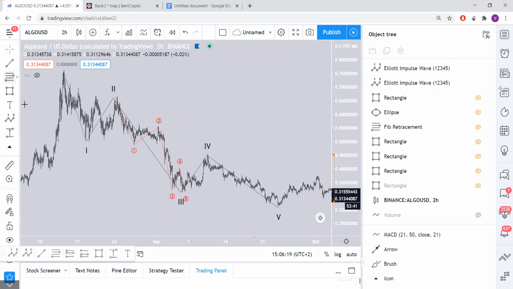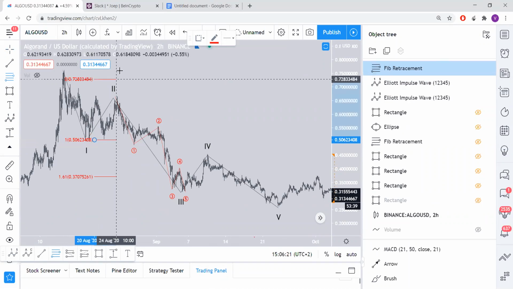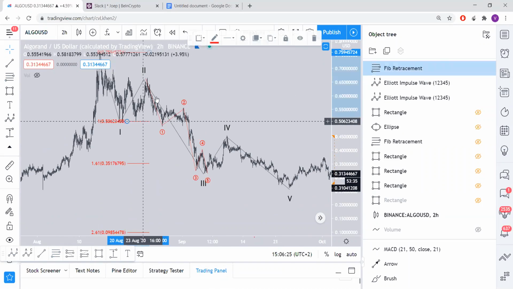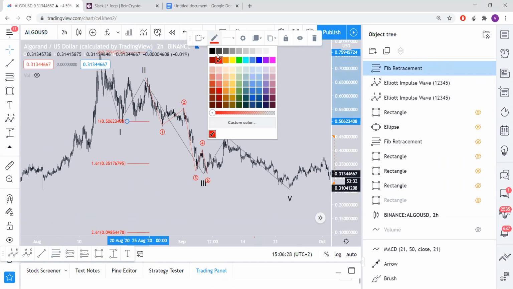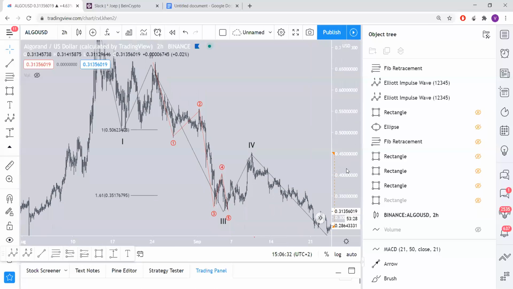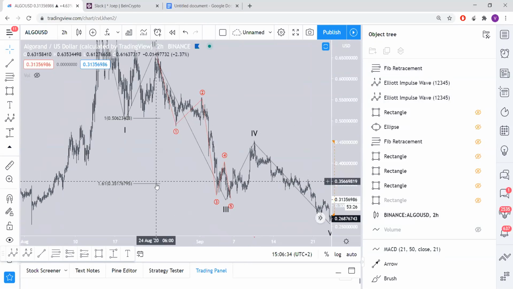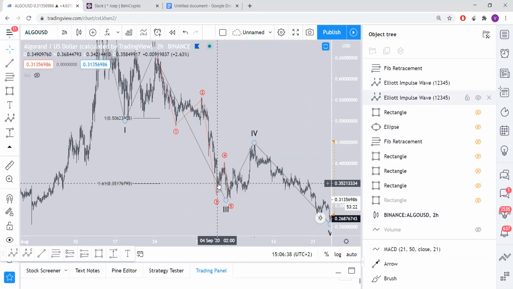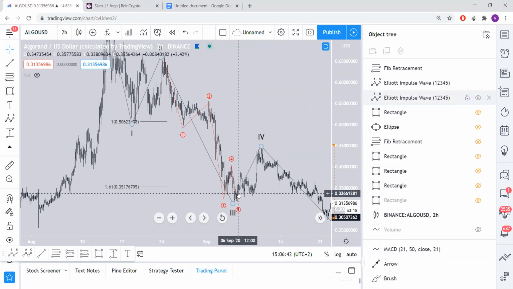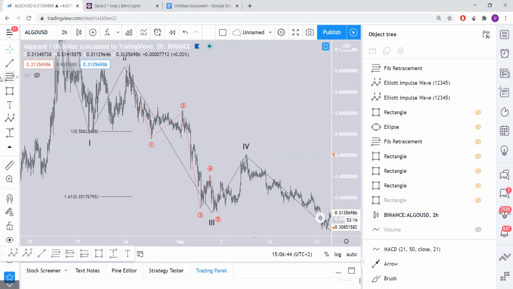Now, let's use fibs. Again, the black one. So wave 3 was very close to the 161 level. So my target would have been 0.35. It actually went to 0.32. Again, you can't predict the exact ones, but sure.